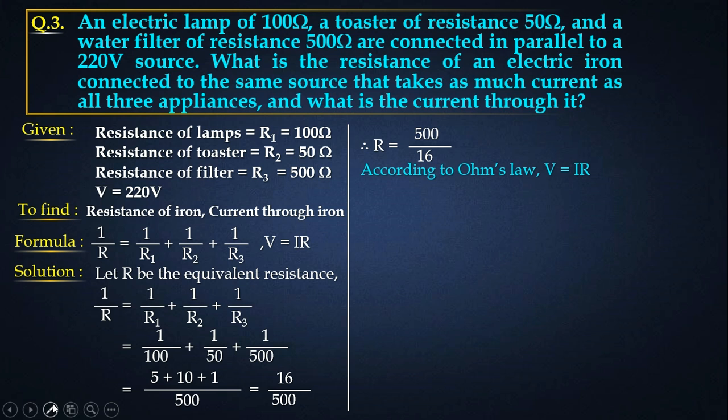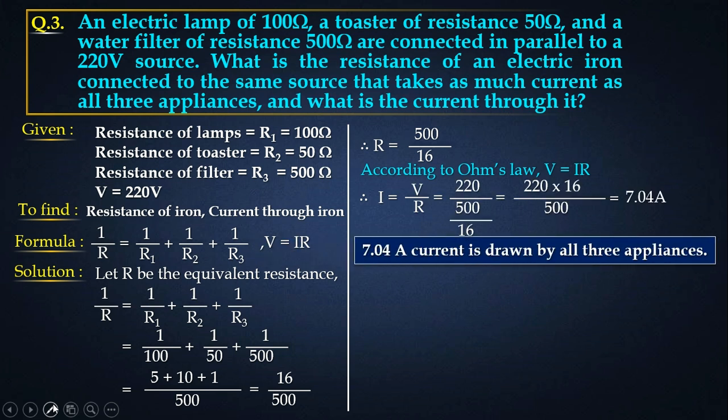So according to Ohm's law, V is equal to IR. Then from this, I is equal to V by R. V is 220 and R is 500 by 16, that equals 7.04 amps. So all three appliances together draw a total current of 7.04 amperes. Now our question is not yet over. What is the resistance of the electric iron? That is what he asked.